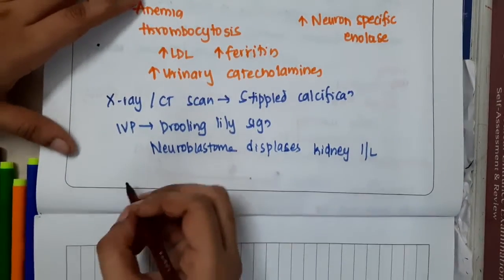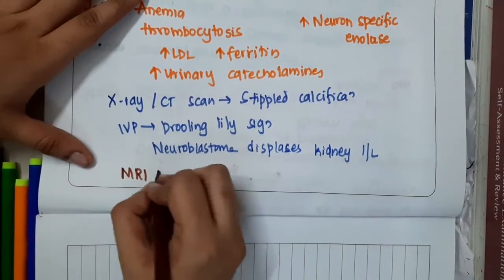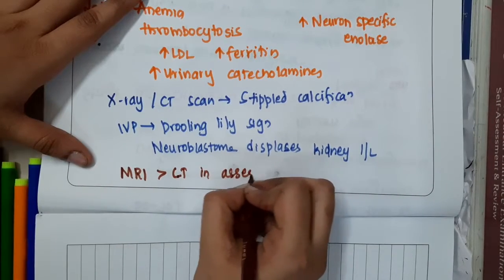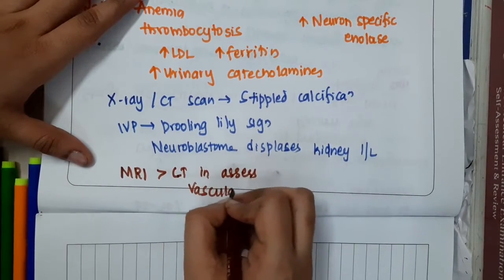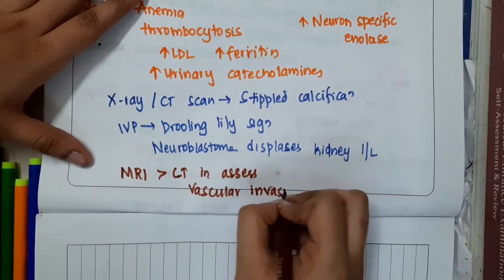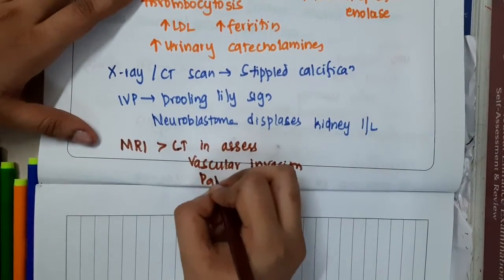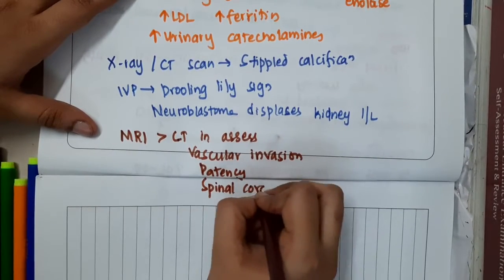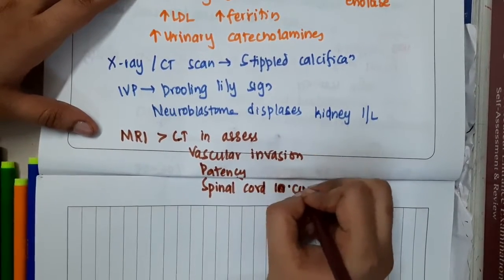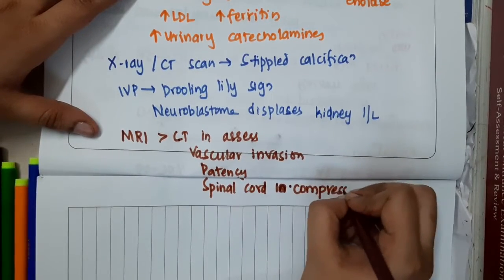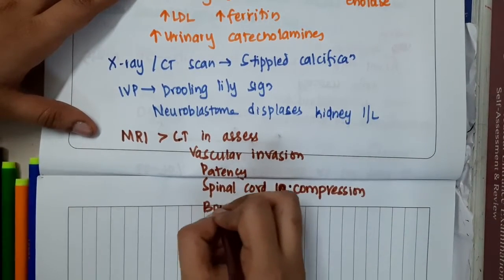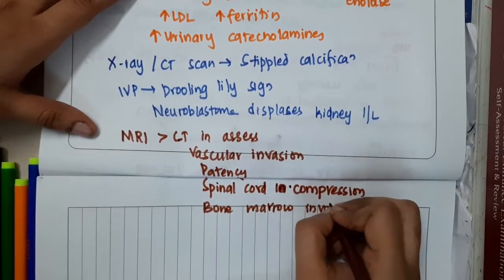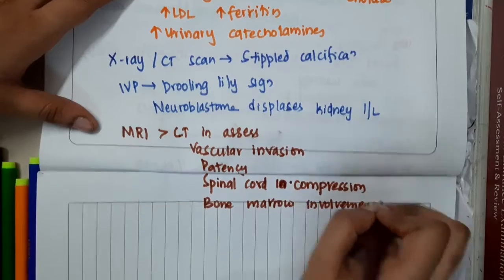Here, MRI is better than CT in assessing vascular invasion and patency, in assessing spinal cord involvement or compression, and in assessing bone marrow involvement. Okay, these are the important points.